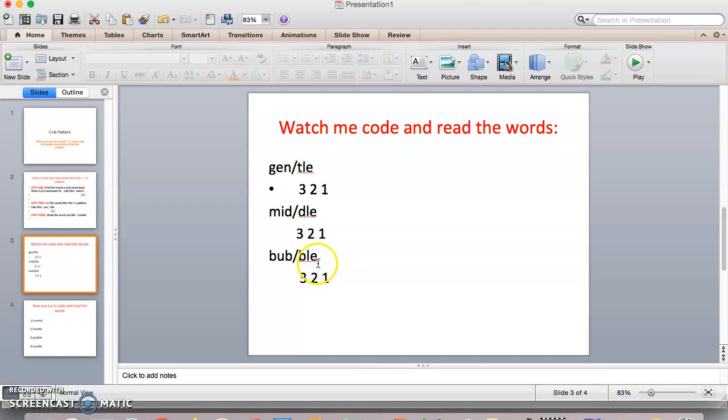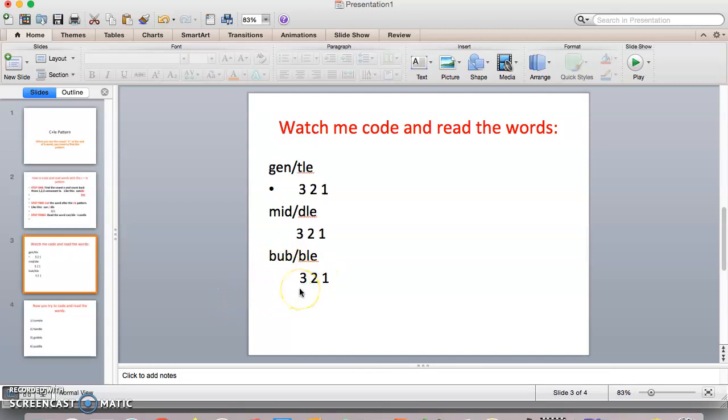I see E at the end. When E is at the end of a word, we have to find our pattern, and we count. What do we do, boys and girls? We count back 3. 1, 2, 3, consonant LE, and then we chop the word, and now we read it. I see my CVC pattern here, so I read the word bub. My next part, I know my E is silent, and I go bull, and I put it together, bubble.